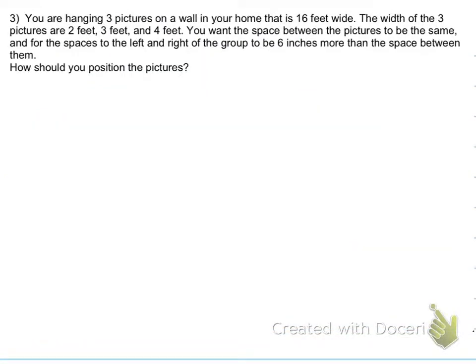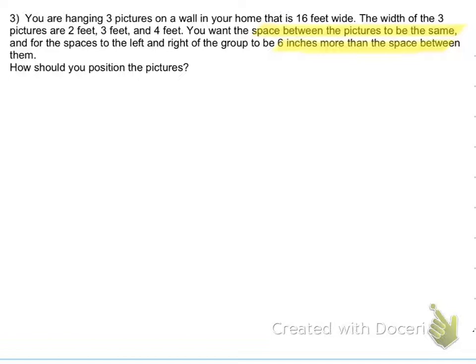Number 3, you're hanging 3 pictures on a wall in your home that is 16 feet wide. The widths of the 3 pictures are 2 feet, 3 feet, and 4 feet. You want the space between the pictures to be the same, and the spaces to the left and the right of the group to be 6 inches more than the space between them. How should you position the pictures?